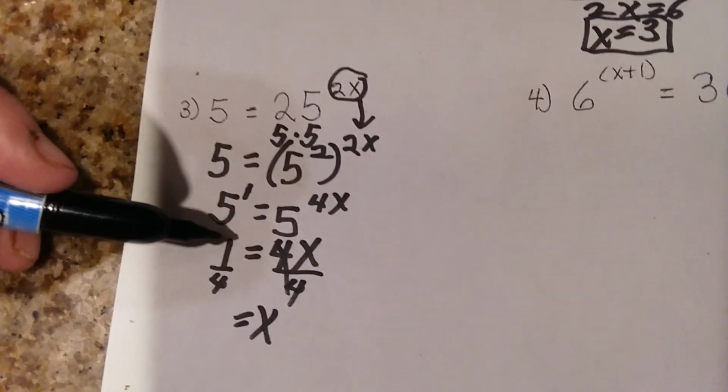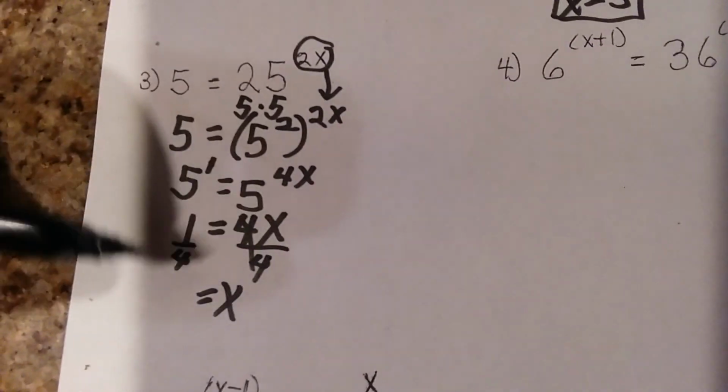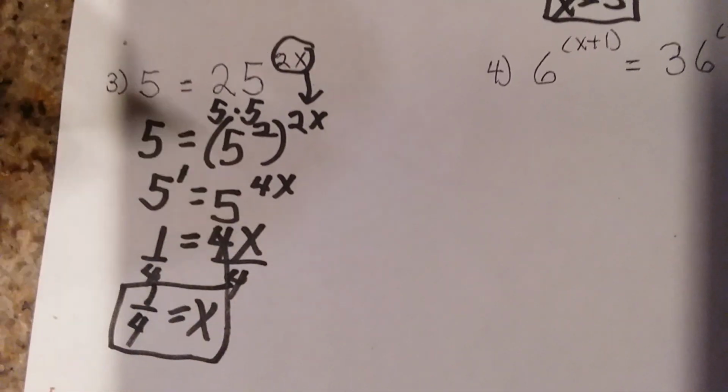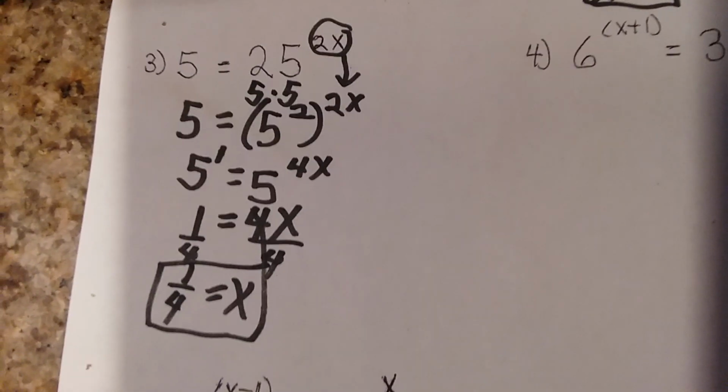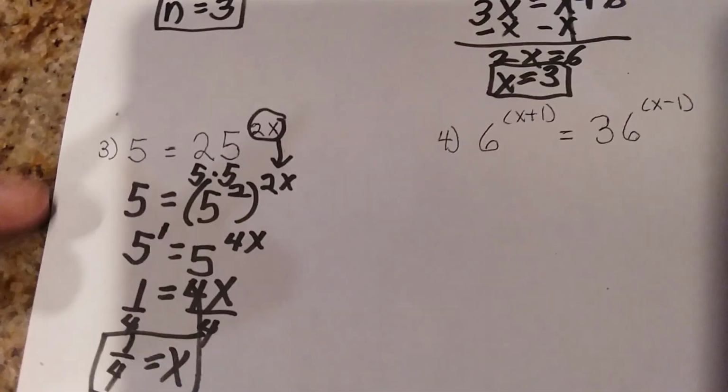Okay, now all you have to do, since 4 doesn't go into 1, all you have to do is copy the whole thing, 1 over 4, or 1 divided by 4. So the answer for x here is 1/4. The answer here, of course, was 3, which was easy. This one was a little harder, and this one was even more advanced.